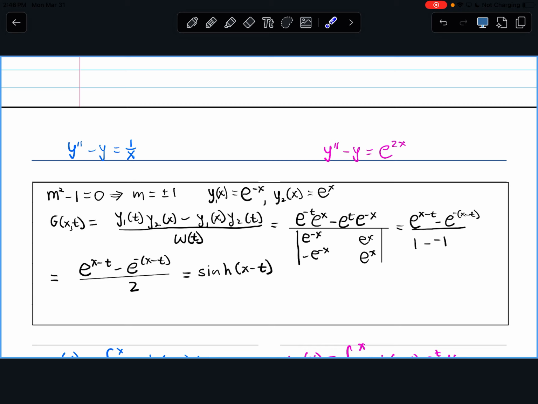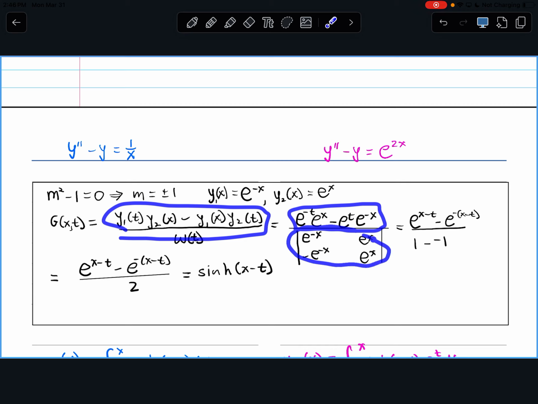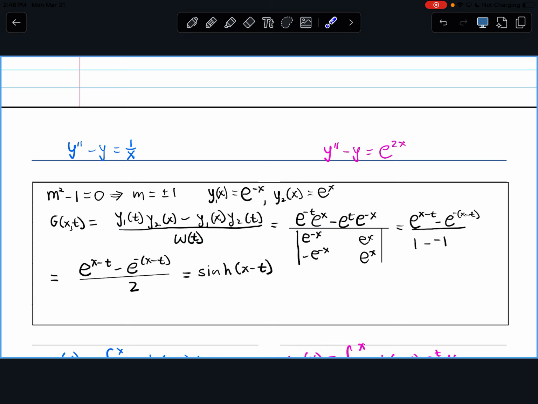And then I go through this process, g of x, t, finding my Green's function. Okay, and get this right here over this w, and I get this. Now, so that's the preliminary work, and you might wonder, well, how'd you get from this to this?